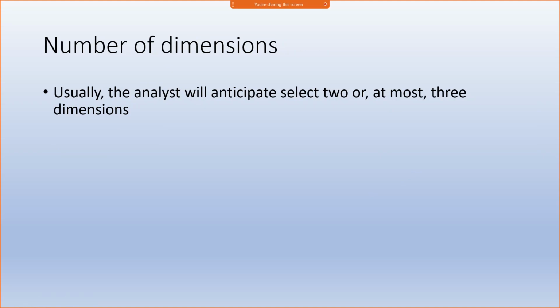How about the number of dimensions? Again, the number of dimensions will determine the similarities and dissimilarities. So, as an analyst, you need to anticipate whether it has two or three or four or five dimensions. Usually, it has at most three dimensions. Beyond that is quite difficult to do.